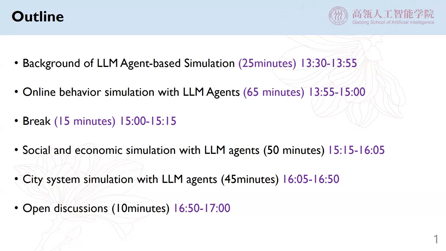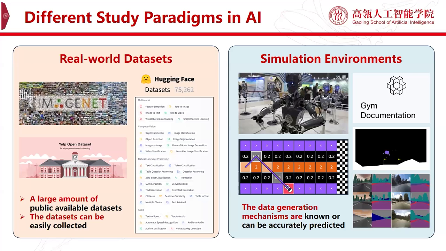Hello, everyone. I'm Xu Chen from Renmin University of China. And in this section, I will talk about online user behavior simulation based on LLM-based agents. In the history of artificial intelligence, we can see there are mainly two study paradigms. The first one is based on real-world datasets. For example, in the fields of NLP, CV, and speech, we can see there are a lot of real-world datasets. If you search these fields on Hugging Face, you can get a lot of real-world datasets.